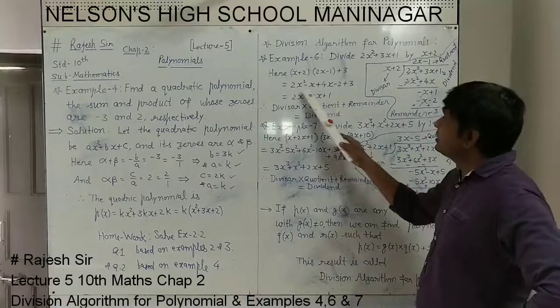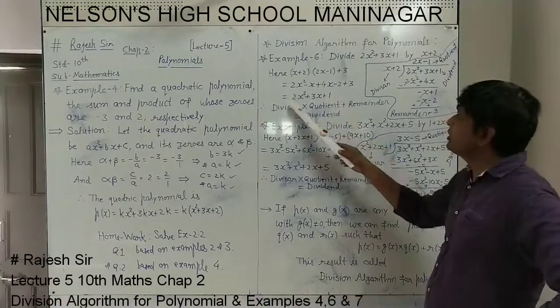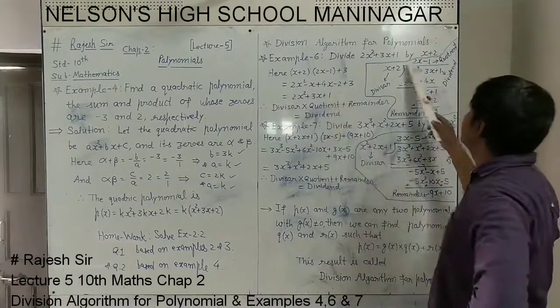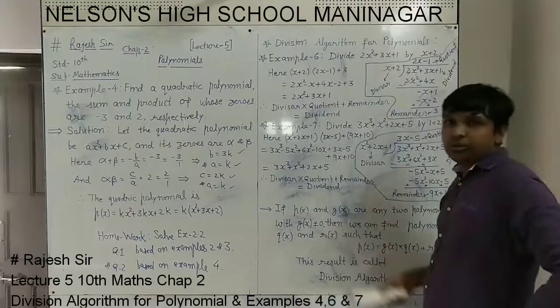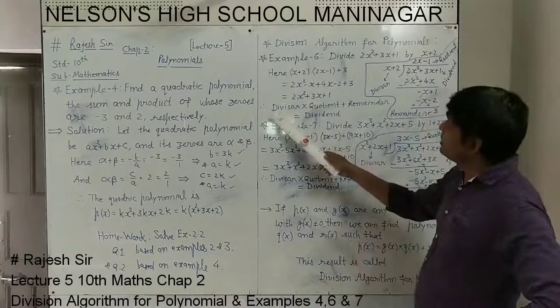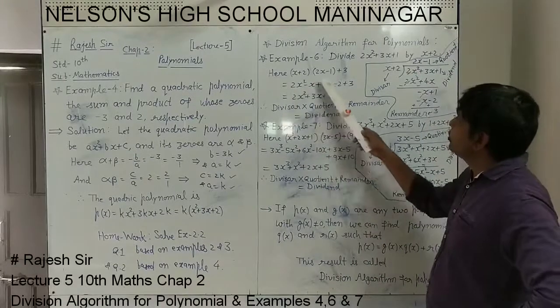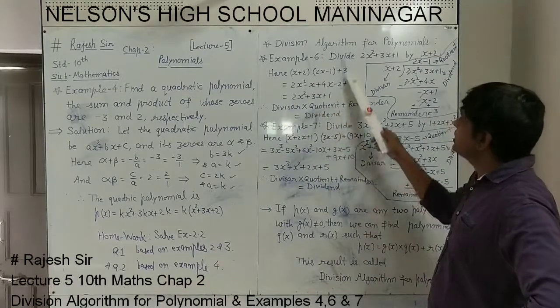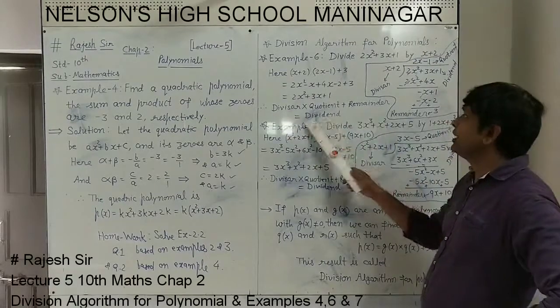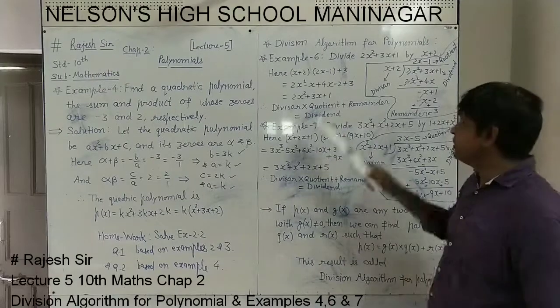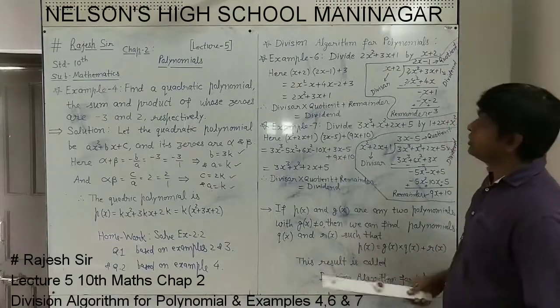So what do you get here? 2x square plus 3x plus 1. It is the division only. You see, it is division. So what conclusion do we have? X plus 2 is the divisor, into 2x minus 1 is the quotient, plus 3 is the remainder. If you do divisor into quotient plus remainder, what do we get? The dividend, like here we got. This is the conclusion.